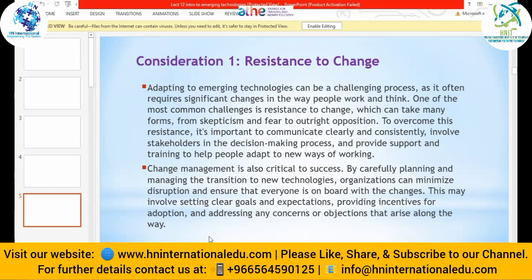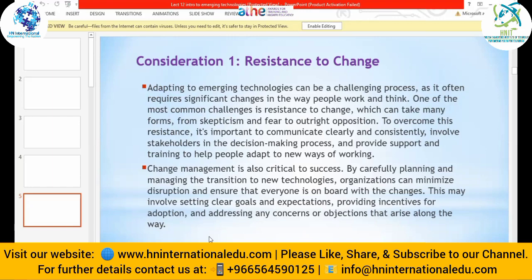Resistance to change. Adapting to emerging technologies can be a challenging process, as it often requires significant changes in the way people work and think. One of the most common challenges is resistance to change, which can take many forms, from skepticism and fear to outright opposition. To overcome this resistance, it is important to communicate clearly and consistently, involve stakeholders in the decision-making process, and provide support and training to help people adapt to new ways of working.